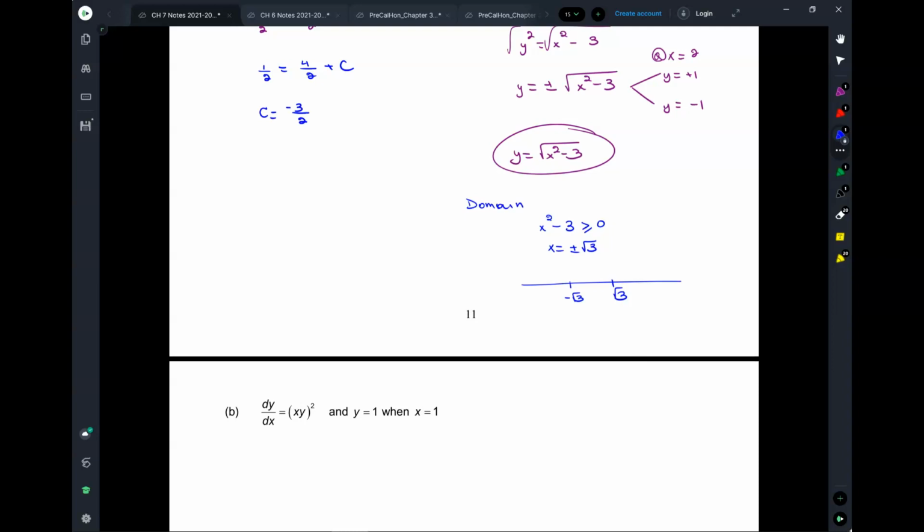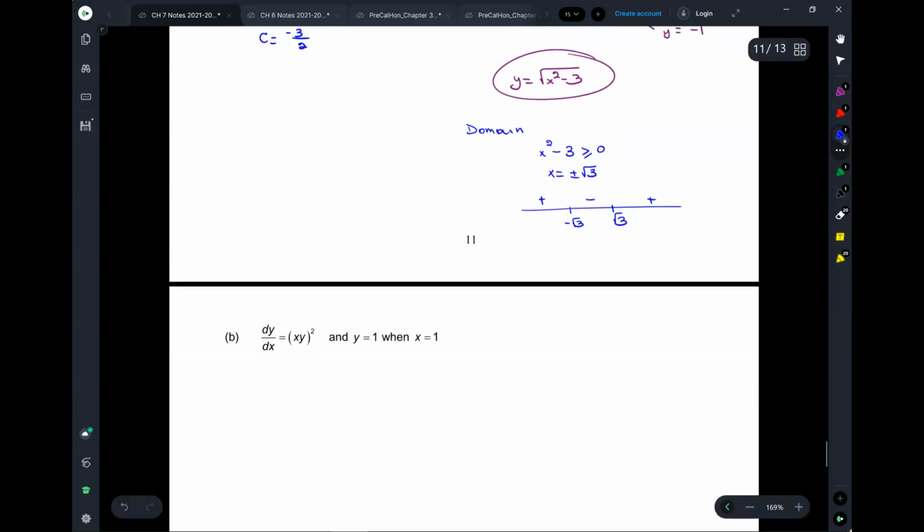So when I plug in a 0, I get negative. And then here it gives me positive and positive. So my domain is negative infinity to negative root 3, and then positive root 3 to infinity. I'm looking at the radicand. Okay? So that's the domain.